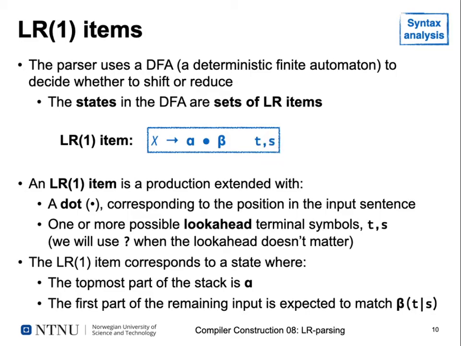So this LR1 item corresponds to a certain state in our DFA, where the topmost part of our stack is alpha, and remember, alpha is a sequence of terminal and non-terminal symbols, and the first part of the remaining input is expected to match beta, followed by either a T or an S as terminal symbol. So it's not only the beta that matters, but we need T or S after the beta in addition.